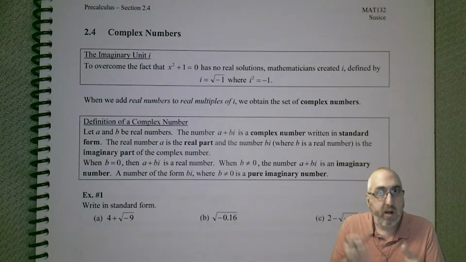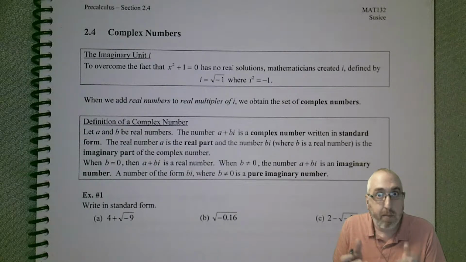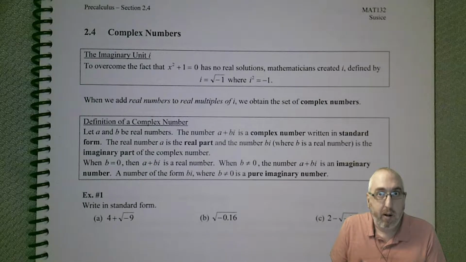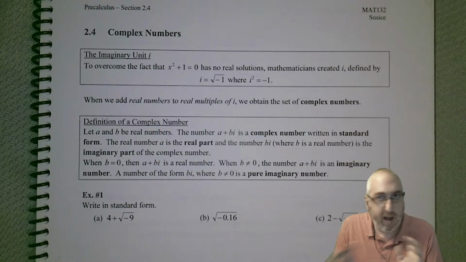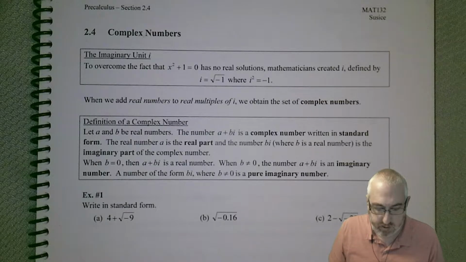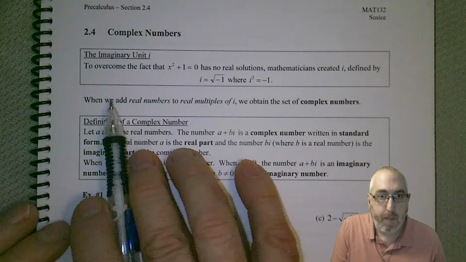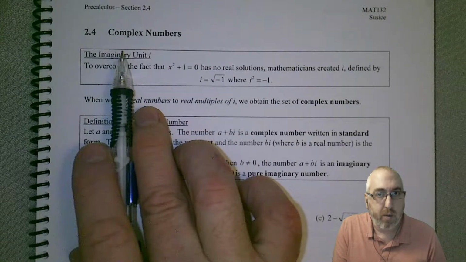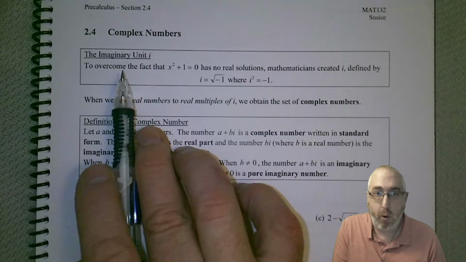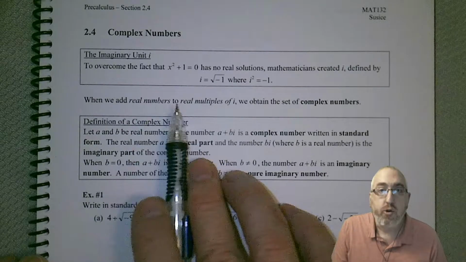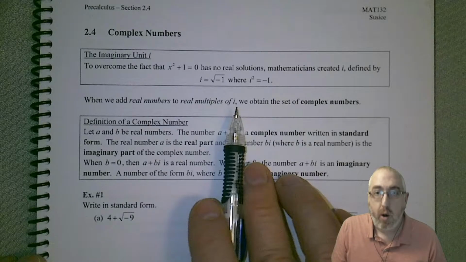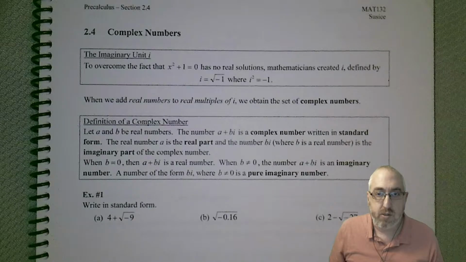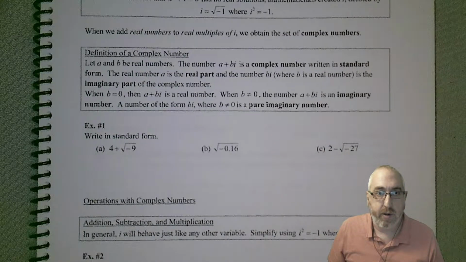Now, we can treat i just like another variable in most cases. In other cases, we're going to want to break that down. We're going to see when we have to do those different techniques through this section. So as far as making it complex, we have to do a little bit more than just having an imaginary component. When we add real numbers to real multiples of i, we obtain the set of complex numbers. So let's get more technical with the definition here.